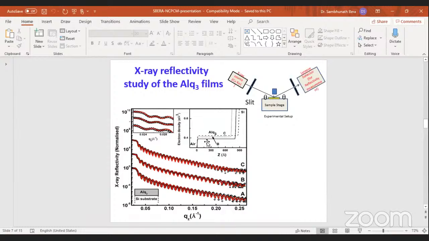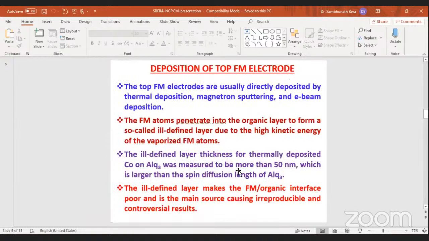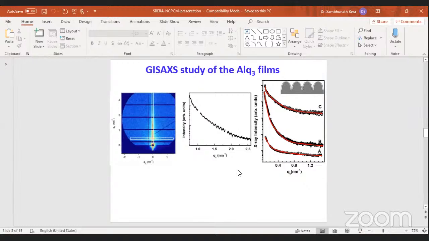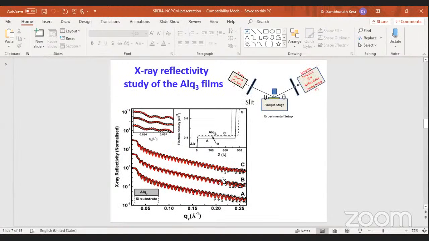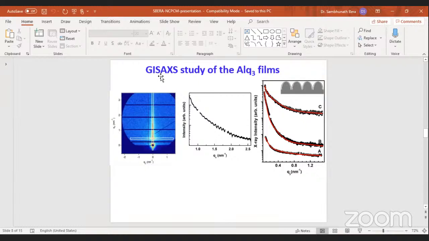Then we deposited cobalt film on the Alq3 film which was deposited at 1 angstrom per second. In addition to reflectivity, we have also done grazing incidence small angle X-ray scattering. From the vertical strip, you can see the oscillation, from which one can determine the film thickness of the Alq3, and from the horizontal strip, one can determine the porosity, the pores present in the Alq3 film, how deep they are, and what their diameter is.